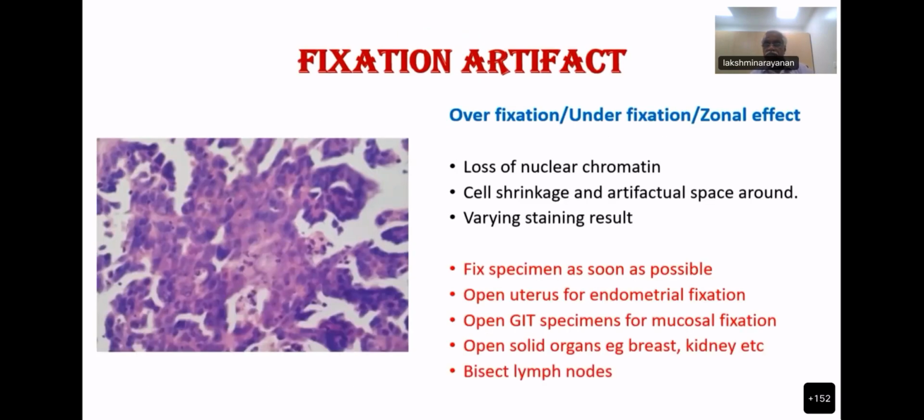In some photos, I'll show you over fixation or under fixation, loss of nuclear chromatin. That is an artifact. You cannot see what a gold standard H&E slide should show, and you cannot take this for digital pathology. Then shrinkage and artifactual spaces, varying staining results. These are the troubles when you do over fixation.